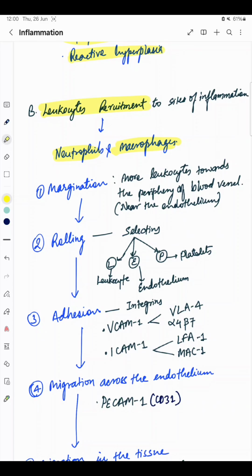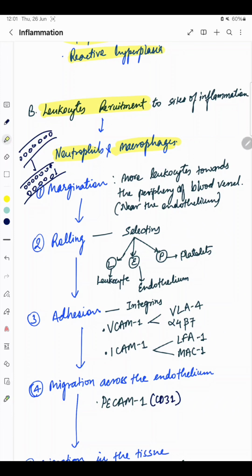First is margination. Normally, blood cells flow inside the blood in the midstream, but in inflammation, leukocytes start marginating toward the periphery of the blood vessel, near the endothelium. After this margination, they start rolling with the help of selectins.